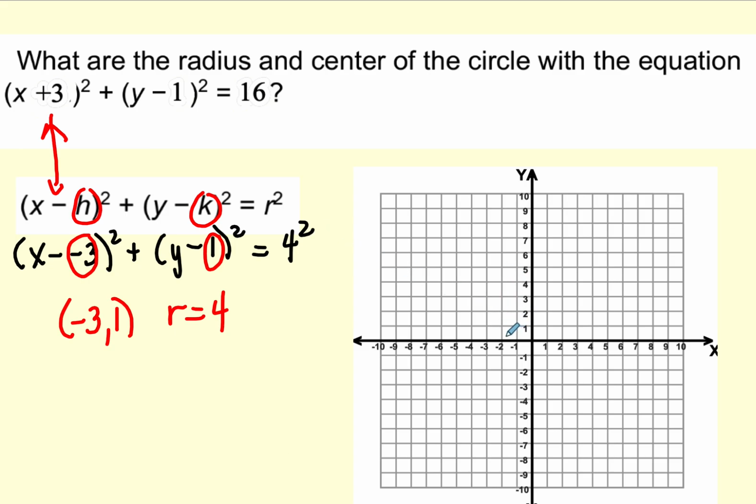Let's graph it. (-3, 1). I'm going to go up 4, 1, 2, 3, 4. Go over 4, 1, 2, 3, 4, in each direction. And I'm going to draw my circle.